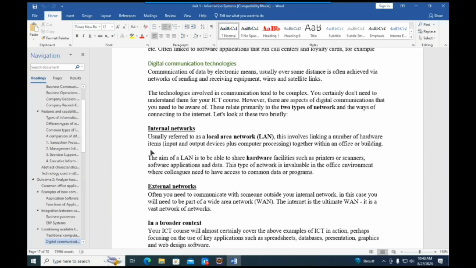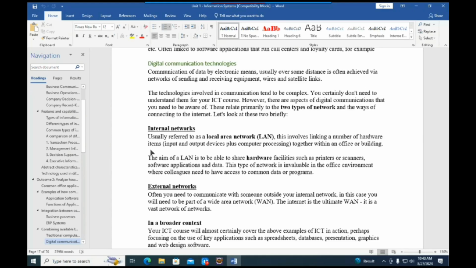Now, the aim of creating a local area network is majorly to make sure that there is resource sharing. We are able to share hardware facilities. For example, we are able to share the printer, we are able to share the scanners. So from the IT department, I can command a document to print using the printer at the reception. Why? Because they are networked, they are connected. So you just command from here and you go pick the document from there.